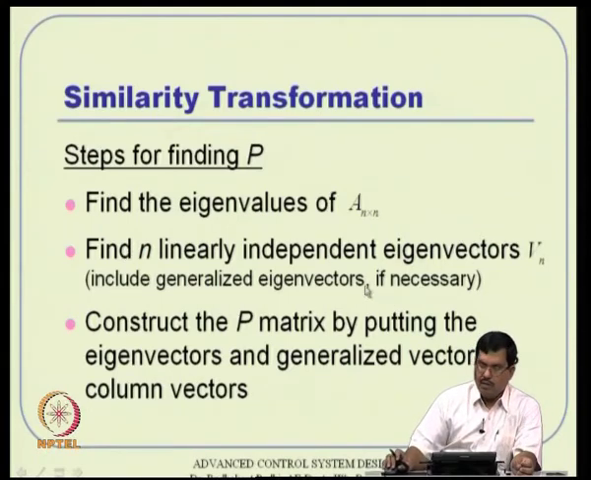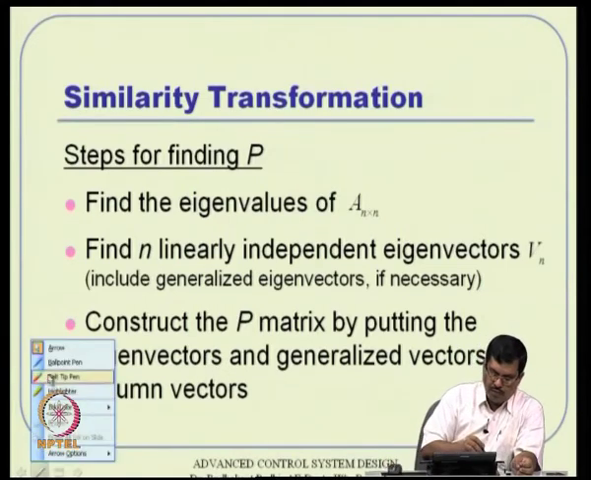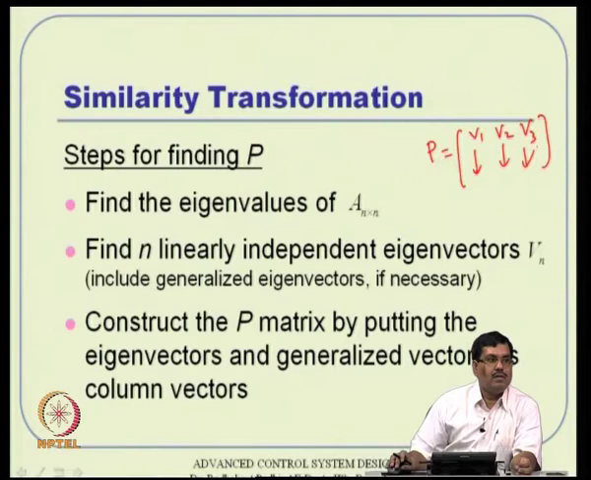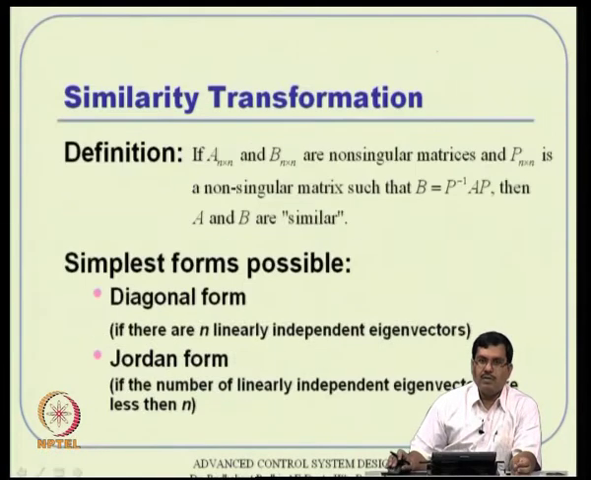Then you construct a P matrix by putting these eigenvectors side by side as column vectors. So, if I find, let us say, V1, V2, V3, then the P matrix is V1 in the first column, V2 in the second column, V3 in the third column. That is my P matrix. And really it does not matter what magnitudes you take, because the operation is P inverse A P, so the P inverse multiplied by P will take care of that magnitude.